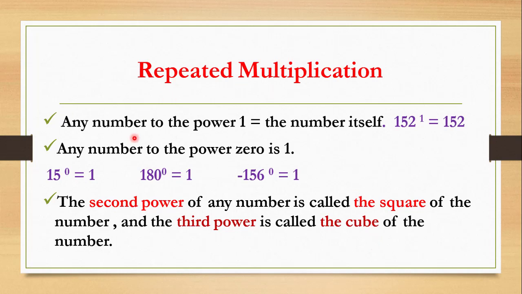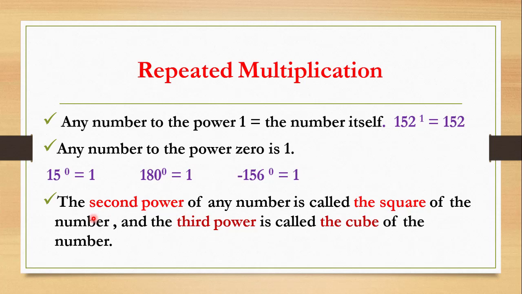Also, any number to the power 1 is the same as the number itself. For example, 152 to the power 1 is 152. Any number to the power 0 is 1. This is an important point: any number to the power 0 is 1. Like 15 to the power 0 is 1, 108 to the power 0 is 1, negative 156 to the power 0 also is 1.